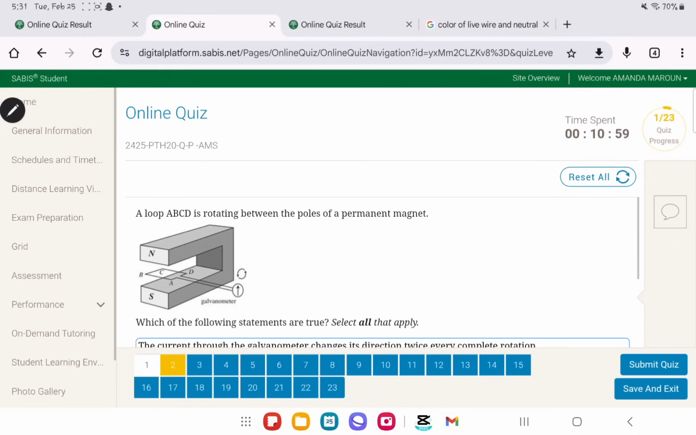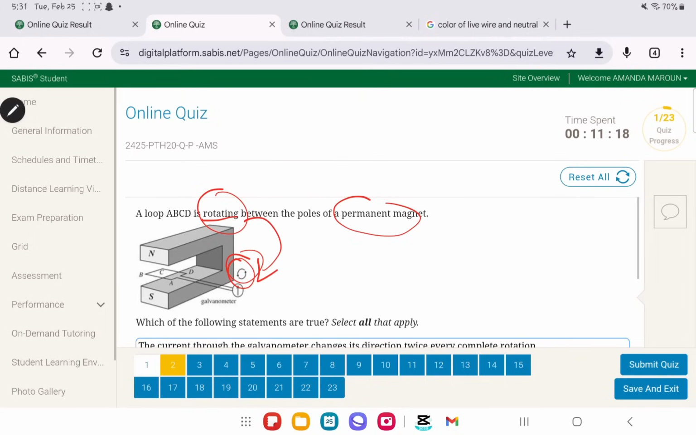We move on to question number 2. A loop ABCD is rotating between the poles of a permanent magnet. As you can see over here, this is rotating. This is its sign. So if they did not tell you rotating, but you saw the sign in the exam, that means it is rotating.